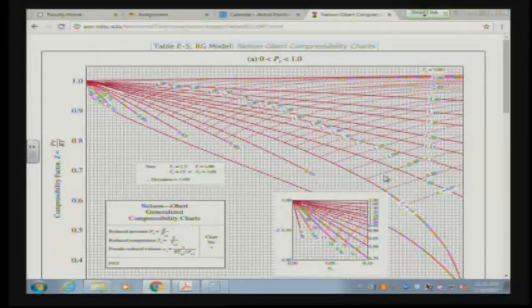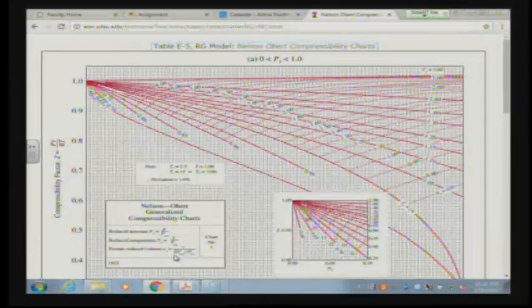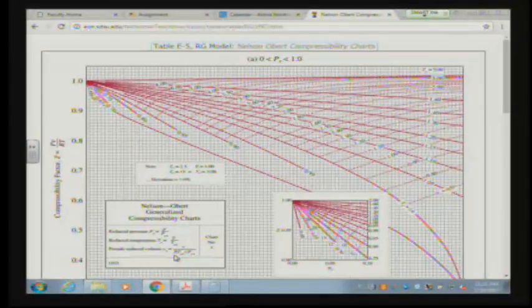The dotted lines refer to something called reduced volume or pseudo-reduced volume, and that is not a direct ratio, it's found by this formula. Generally speaking, reduced volume or pseudo-reduced volume will be a calculation, not just V over V sub C. It'll be something different. So you have to refer to the key of the chart to determine what V sub R is.